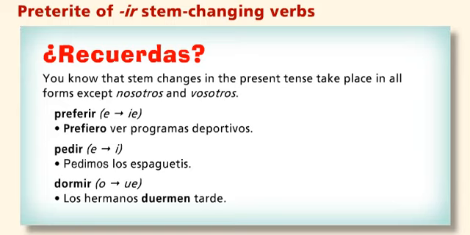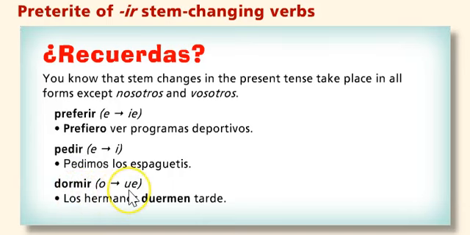For pedir, the same thing happens here. With pedimos, there's no change because it's nosotros, so you're stressing the second to last syllable, but you're not stressing the E on it. That E, when stressed, changes to I. In pedimos, the E is not stressed. It's just pedimos. Now, what about I ask? Well, now you're going to stress the E. It becomes pido.